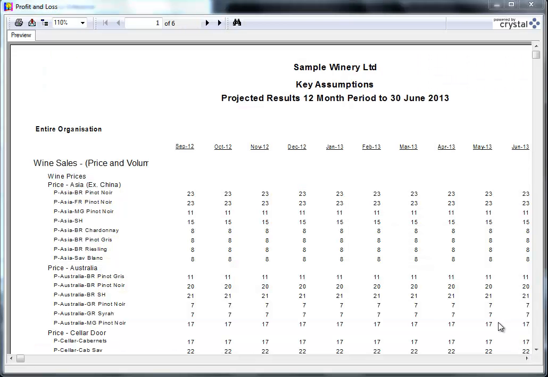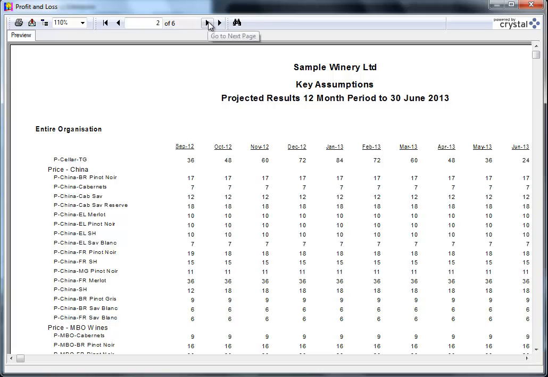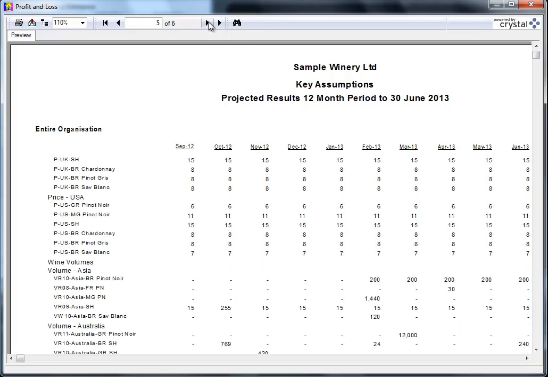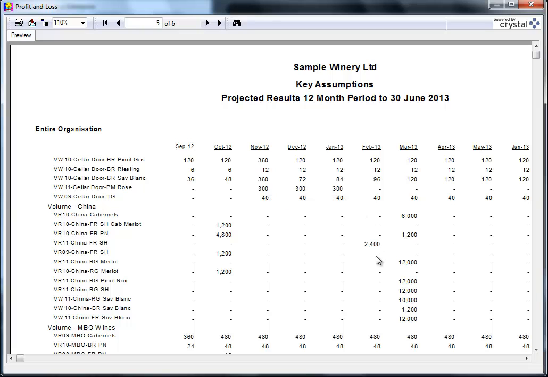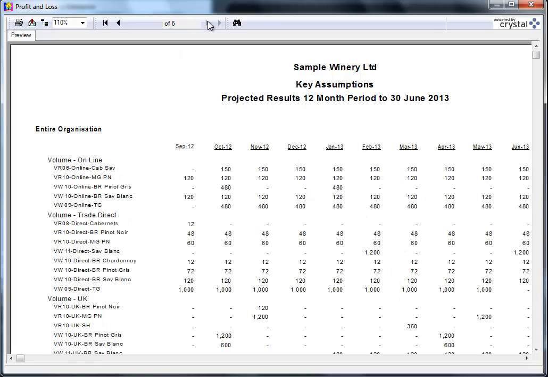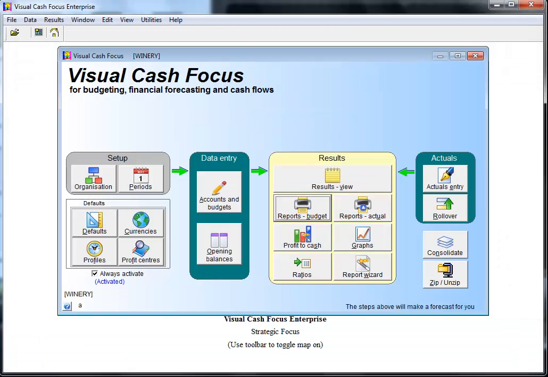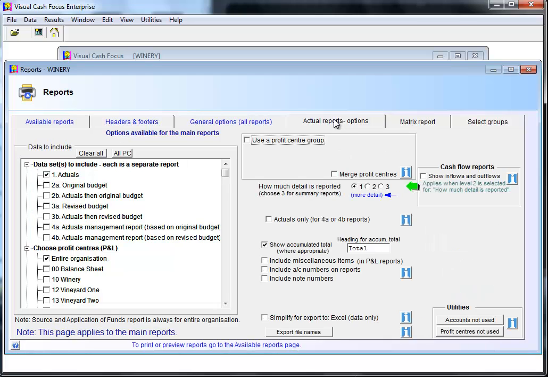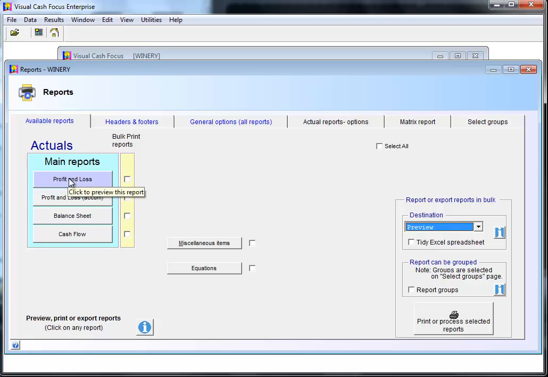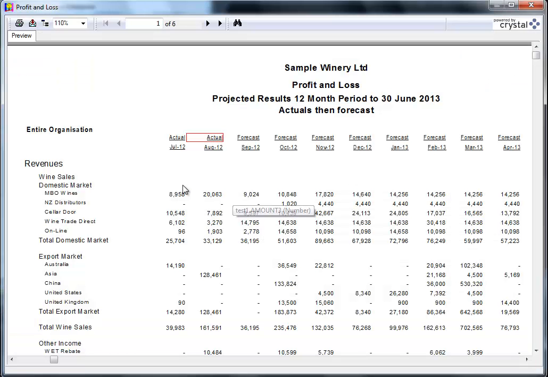The driver report shows us the up-to-date forecast sales predictions and prices. Here are our forecast volumes of sales by channel. If we update the model with actual results, we can then print actual sales achieved and forecast sales by channel to the end of the financial year.